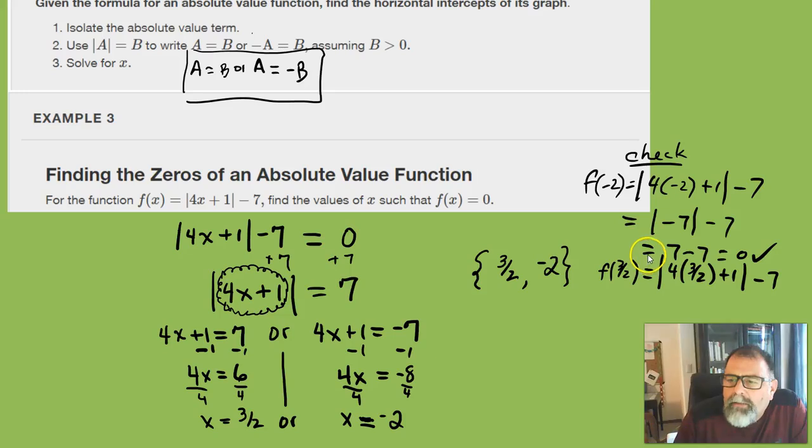So if I do the 3/2, we're checking this. We want it to be 0. So 4 times 3 is 12, divided by 2 is 6, plus 1 is 7. Absolute value of 7 is 7. And then that one works. Okay, so both of them work. Okay? And you're not required to do this. It's just good habit to check to make sure you didn't make any mistakes.